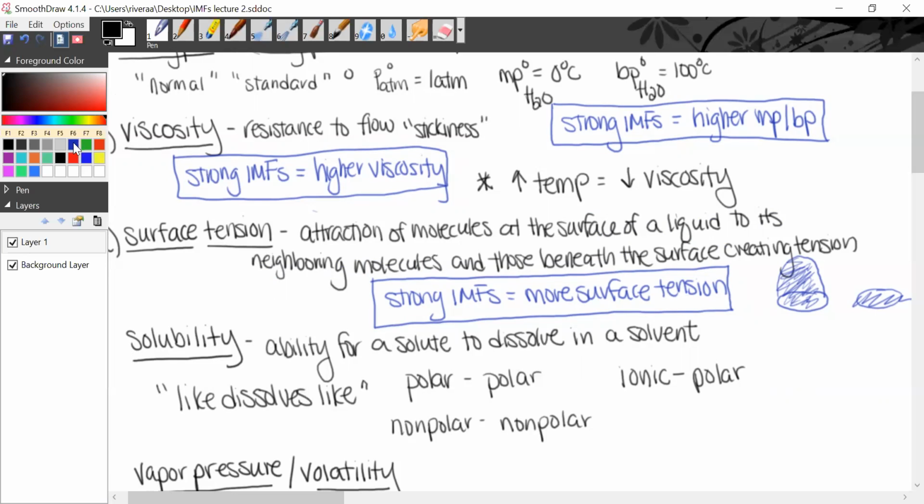Okay, so whoops, I was supposed to be doing these things in blue. So it's not necessarily the strength of IMF, but the type, right? Here's the factor we have to account for: like dissolves like.